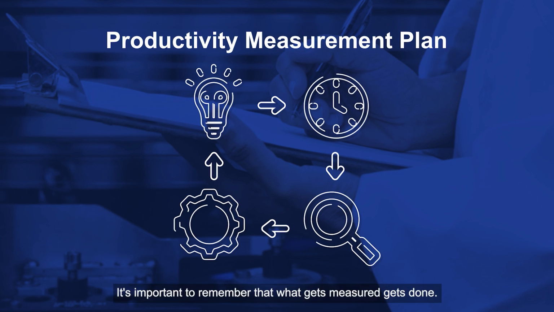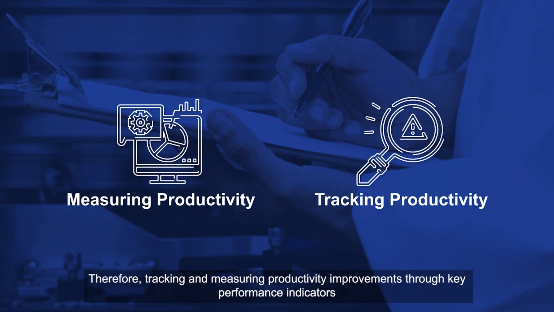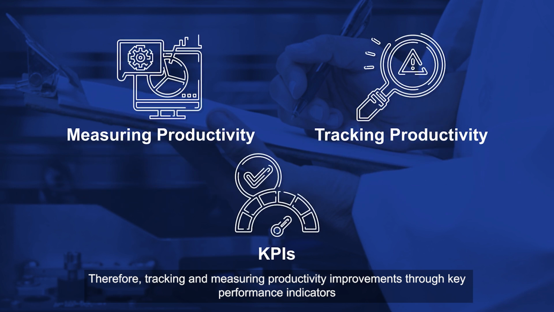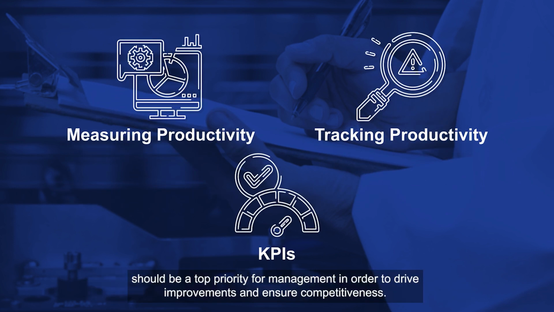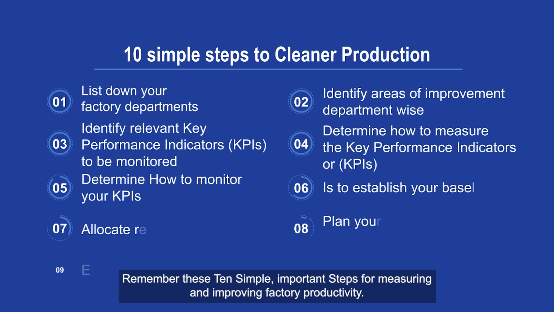It's important to remember that what gets measured gets done. Therefore, tracking and measuring productivity improvements through key performance indicators should be a top priority for management in order to drive improvements and ensure competitiveness. Remember these 10 simple, important steps for measuring and improving factory productivity.